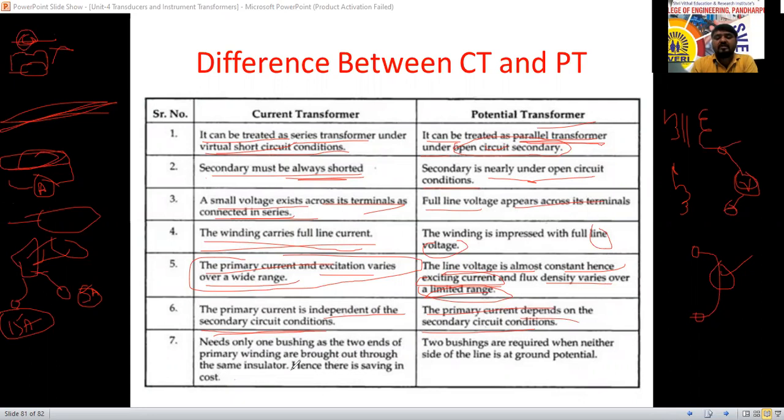The line is brought through the same insulator. For that reason, only one bushing is required, so the cost of the bushing is reduced.